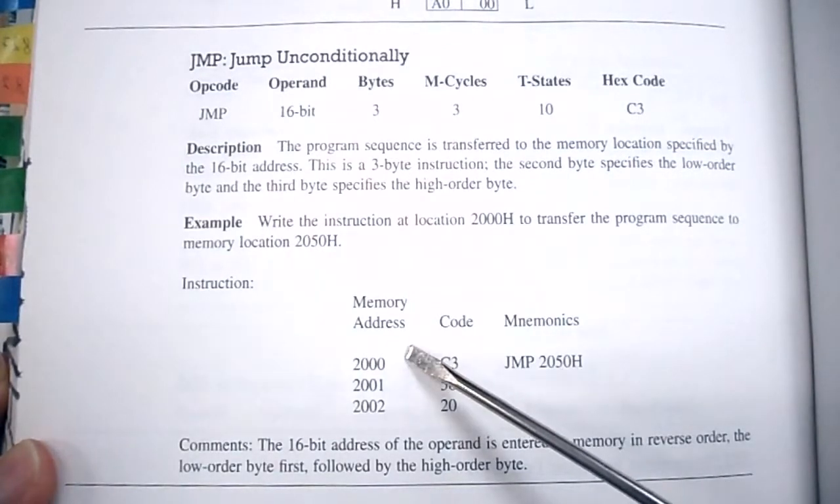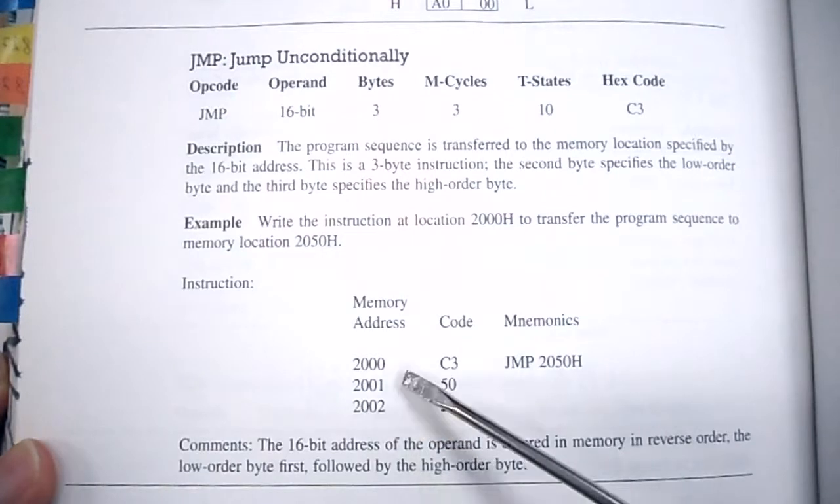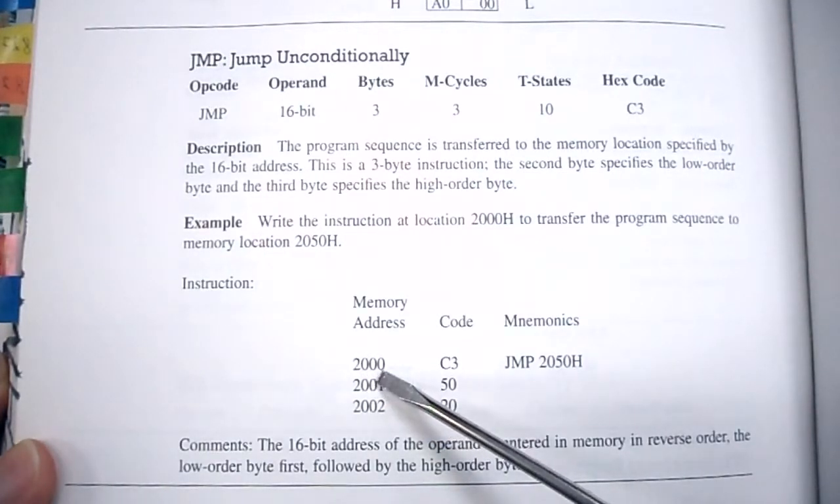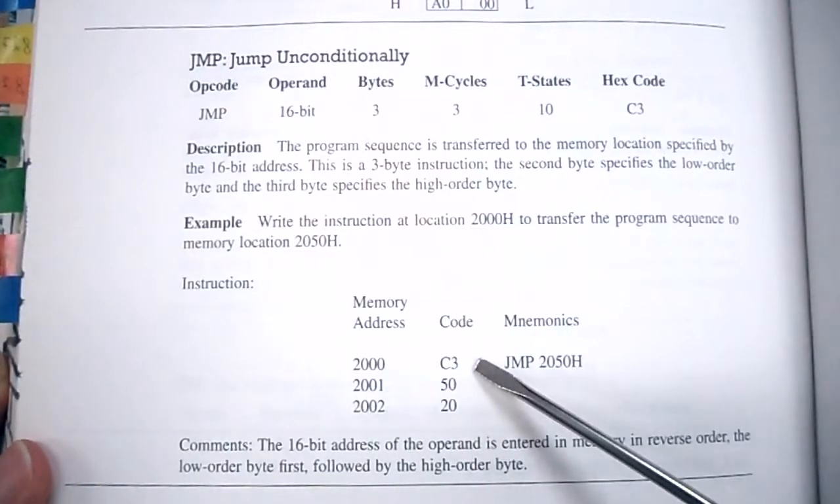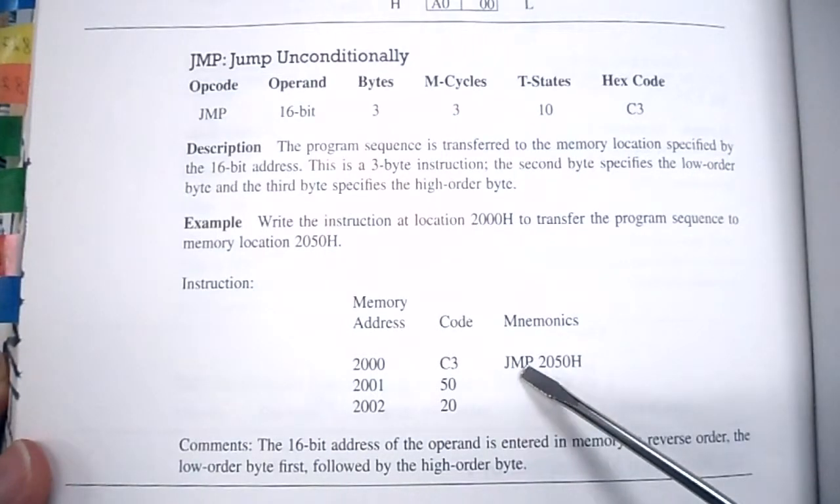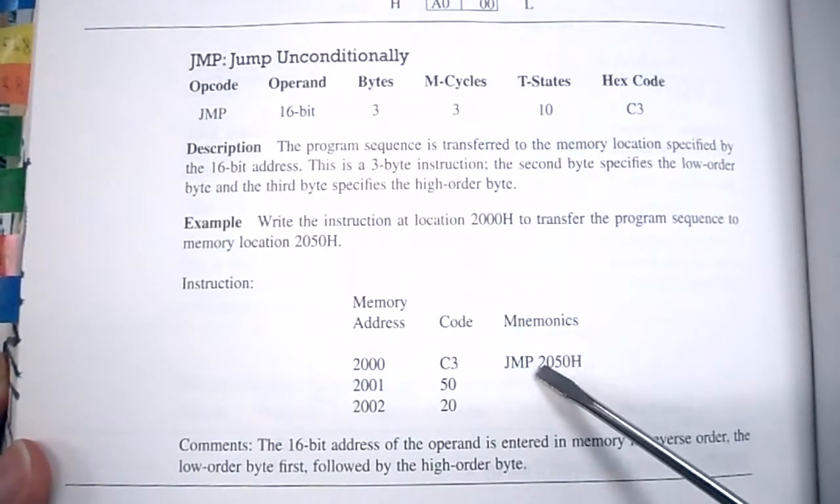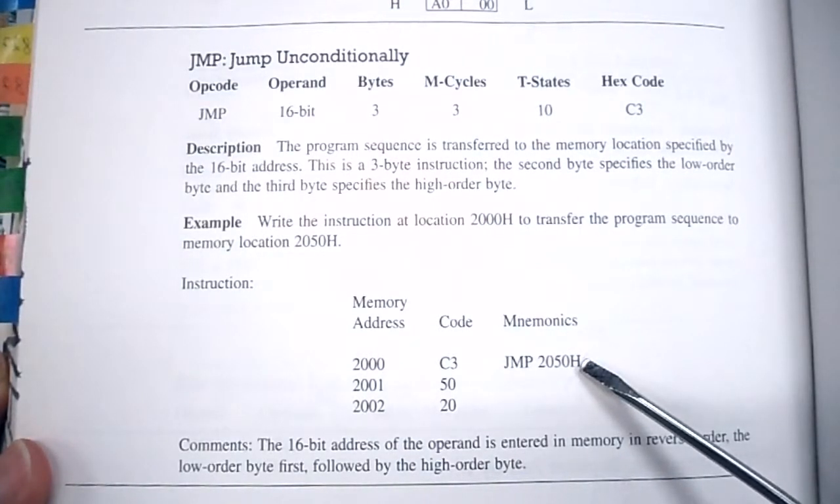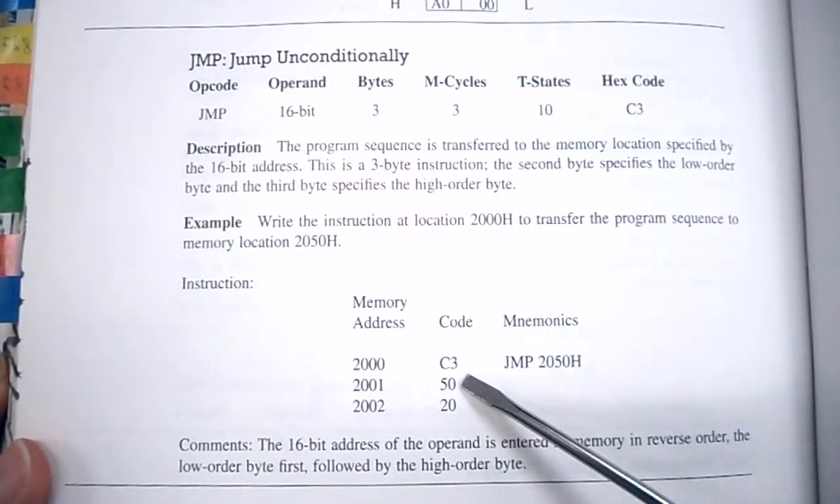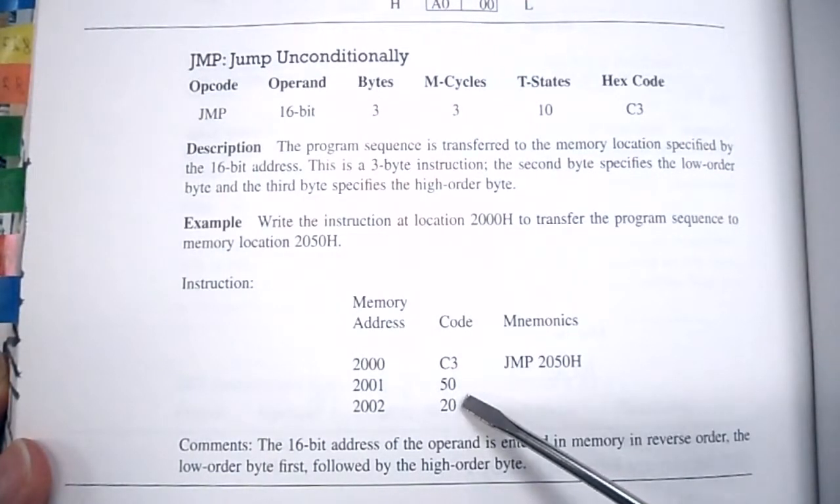As you can see, they give you an example here. They're using memory address 2000. We use FF01, 02, 03. They start at 2000, so 2001, 2, 3. So the code is C3, and that's the jump location, and they're jumping to 2050 in hex. So you notice the 50 is entered first and the 20 is entered second.